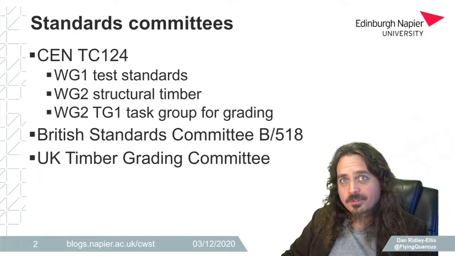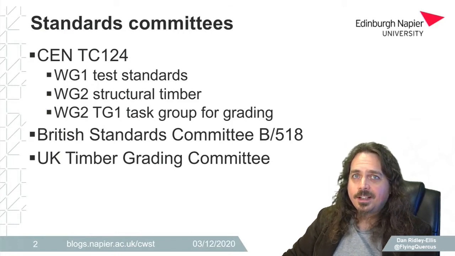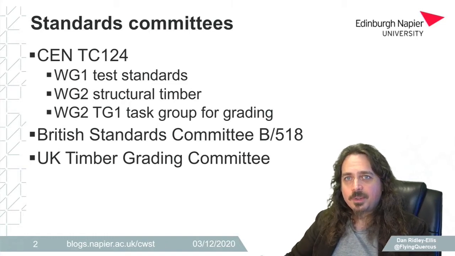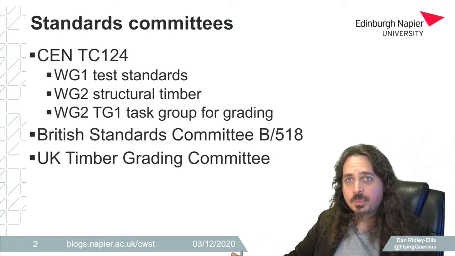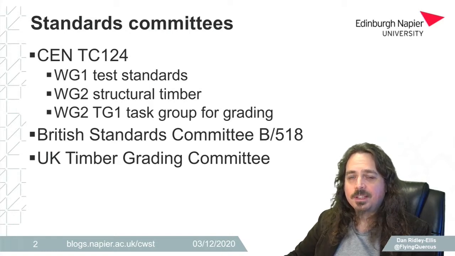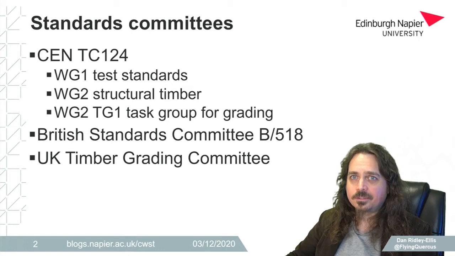So there are a number of grading standards committees that we are active on at the CEN level: TC 124, Technical Committee 124, particularly Working Group 1, which looks after test standards; Working Group 2, which looks after structural timber, that's sawn timber rather than glulam or crosslam; and Working Group 2 TG1, Task Group 1, which is the task group for approving new grading machines and grading machine settings and the visual grading assignments, and that's the one that I'm convener of.